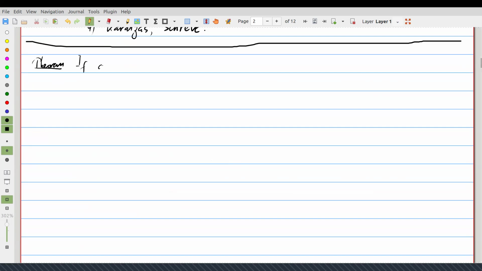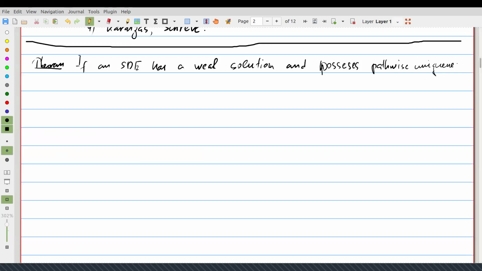that if an SDE has a weak solution, it can be obtained by any means, weak solution, and possesses pathwise uniqueness, then it has a unique strong solution, regardless of how bad the coefficients are. Now, this is formally stated for a fixed starting initial condition.